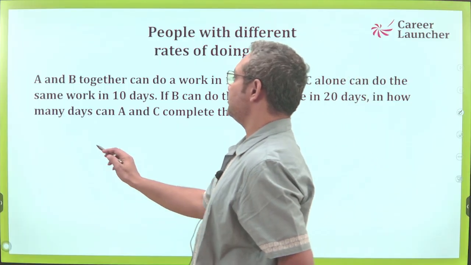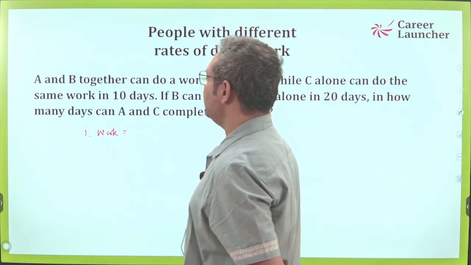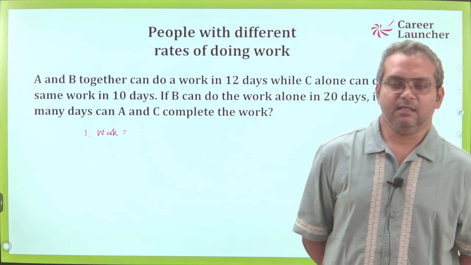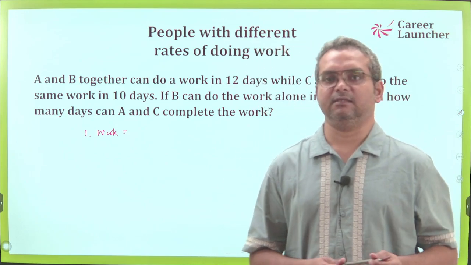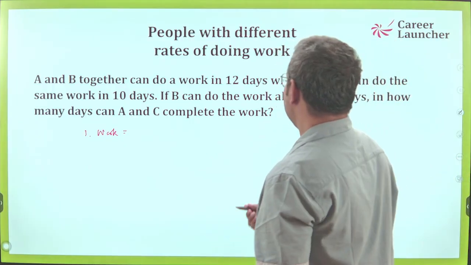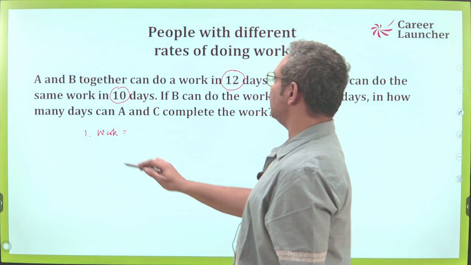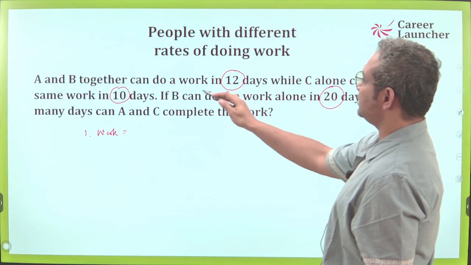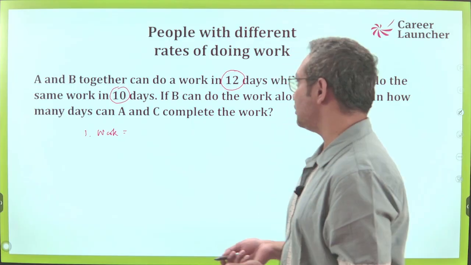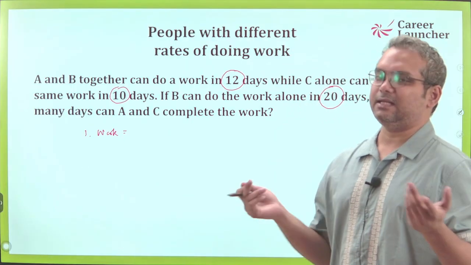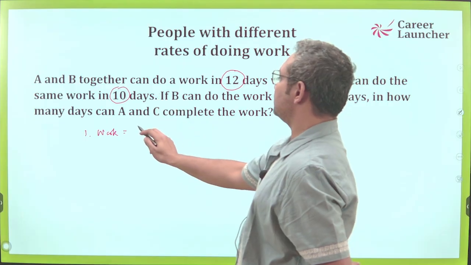So step 1 is we assume some work. Now often we take the work to be 1 unit. There is no reason why you should go ahead with 1 unit, because that actually ends up making the calculation difficult. So the suggestion is you look at the number of days each takes. C can do the work in 10 days, so you have 10 here. B can do the work in 20 days. So you look at these numbers 10, 12 and 20 and think of a multiple of all three. 60 is the least common multiple, so we can go with 60. You can take 120, you can take any number for all that matters, you will still get the same answer. So here we take the LCM of these three numbers, so we take 60 units.